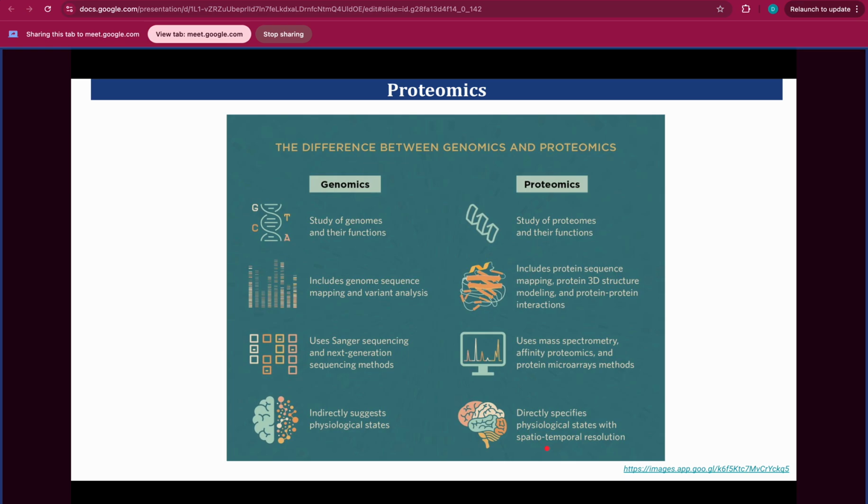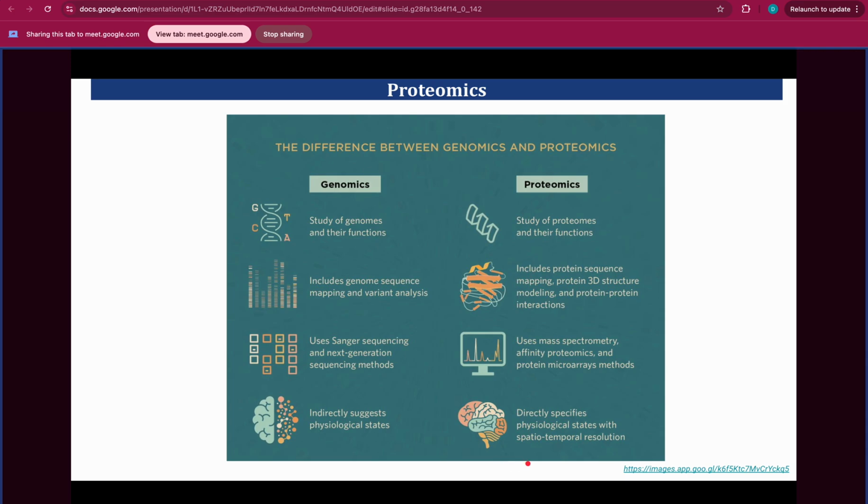Genomics can give us indirect clues, but it is not that confident, whereas proteomics is quite confident. It directly specifies the physiological states along with the spatiotemporal resolution. Spatiotemporal resolution means the spatio word specifies the spatial arrangement or distribution of the protein. Spatial means that in different tissues or different cells different proteins are expressed.